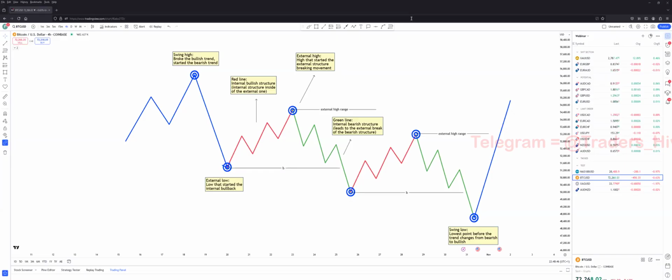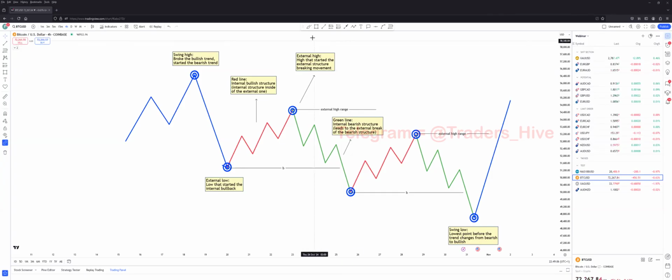So the first video will be about external and internal swing points, and I will help you to understand it better because I have posted this exact picture into the case studies channel on Discord. But I want to make a video because in a video it's always easier to explain what is going on.